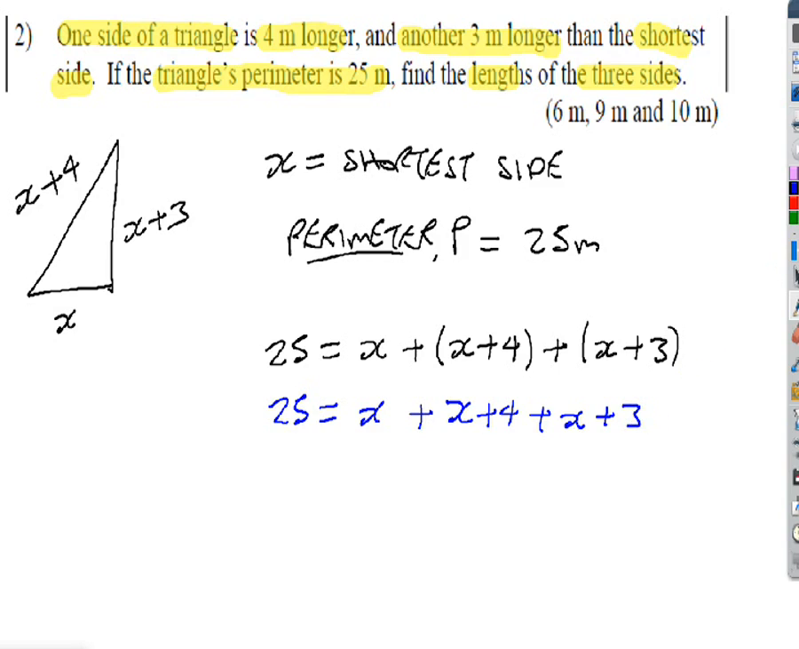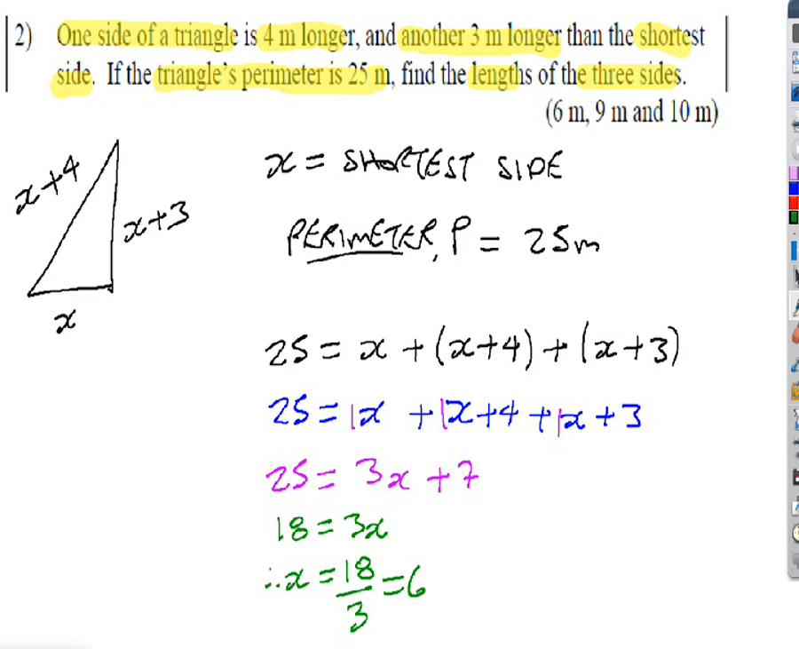Bringing my like terms together on the right hand side, 25 on the left hand side is equal to 1x plus another 1x plus another 1x, so that's 3x, and adding my constants together, 4 plus 3 is 7, so 3x plus 7 on the right hand side. Subtracting 7 from both sides of the equation, I end up with 18 is equal to 3x, so therefore I can see that x is equal to 18 divided by 3.